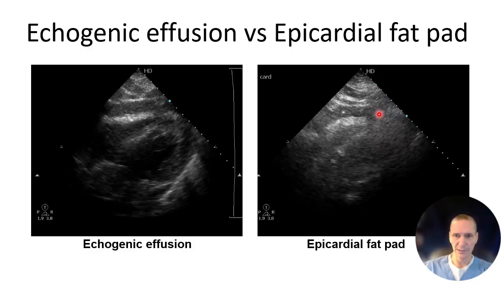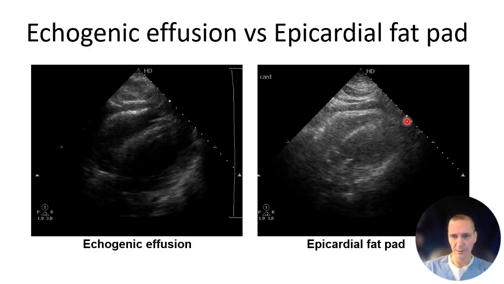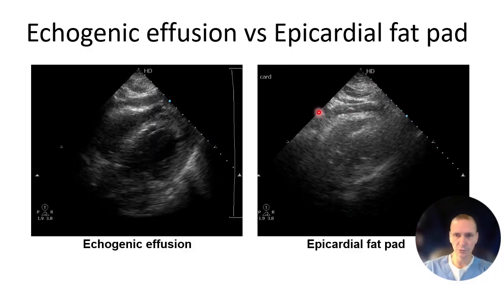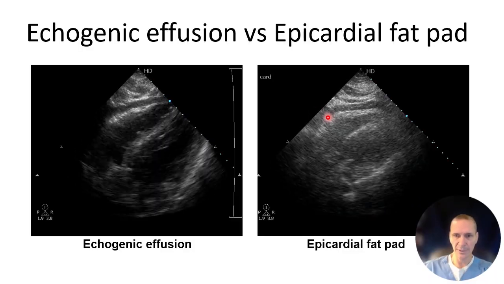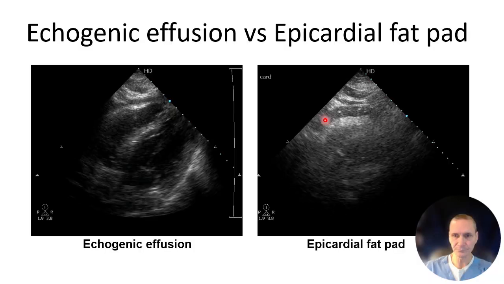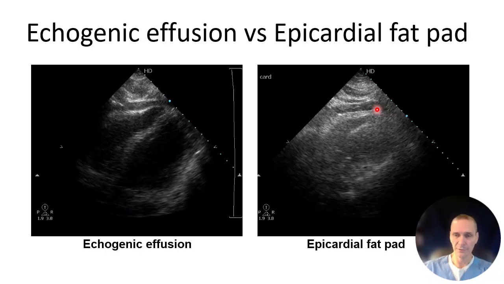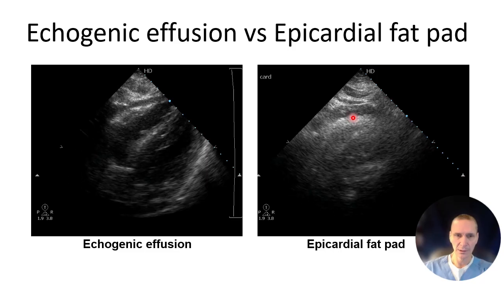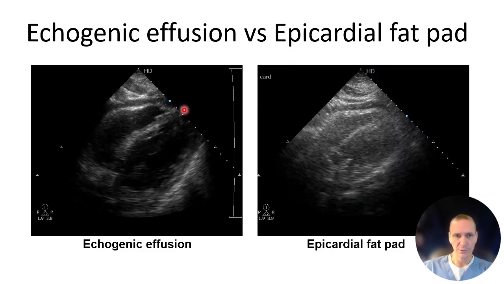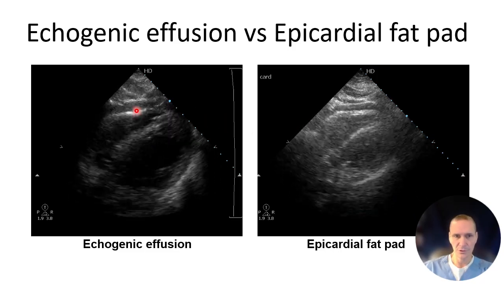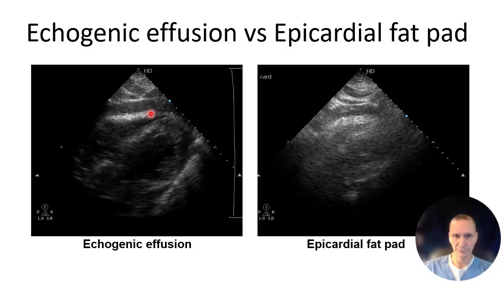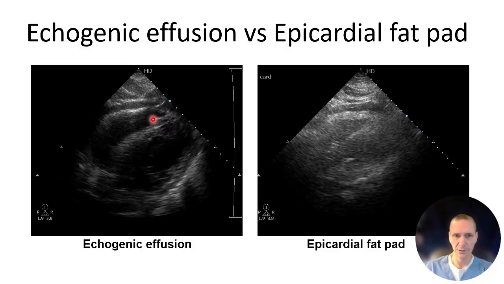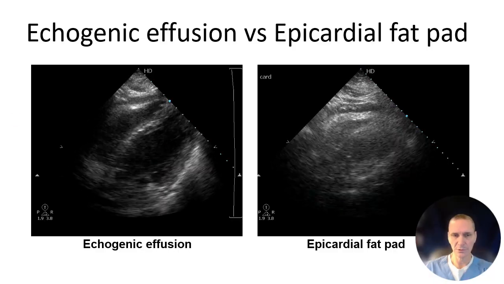If you have a finding of a fat pad, I've made the mistake, I'm sure other people have too, you can confuse a fat pad for an echogenic effusion or a hemopericardium, and it may look like clotted blood. Either way, what's important to note when you do have an effusion is you want to look at the RV here and look for collapsing in, because that's going to tell you whether it's causing hemodynamic issues.